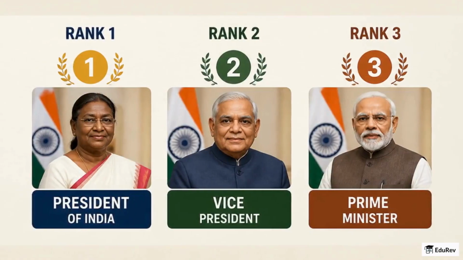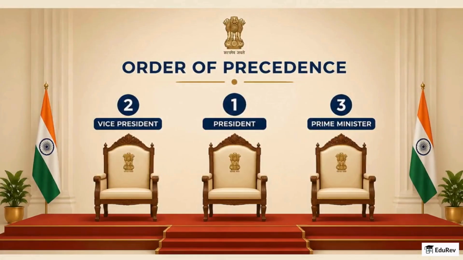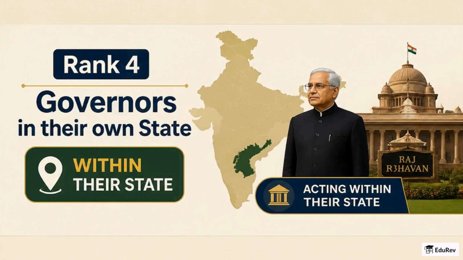At the very top is rank 1, the President of India, followed by rank 2, the Vice President, and rank 3, the Prime Minister of India. A helpful image is a stage with 3 seats in the center: President, Vice President, Prime Minister, arranged by precedence. Rank 4 covers governors when they are acting inside their own states. And that spatial detail is important, so remember the phrase within their state.